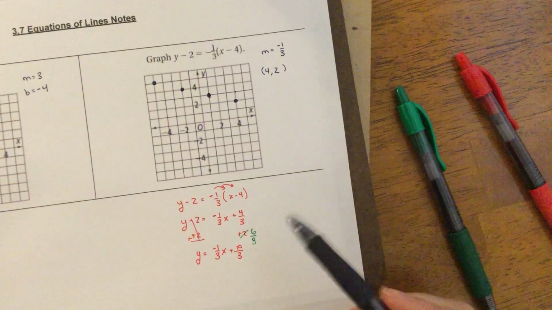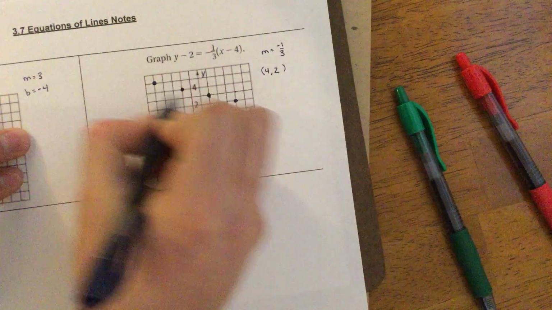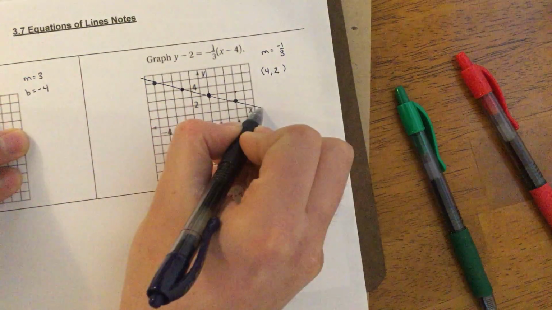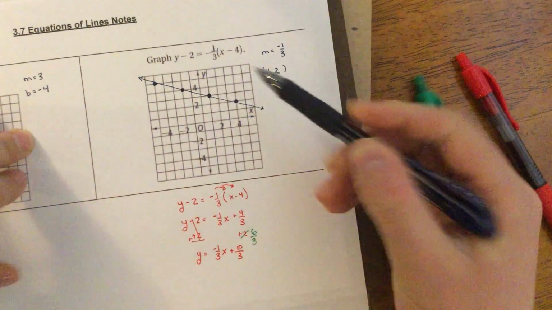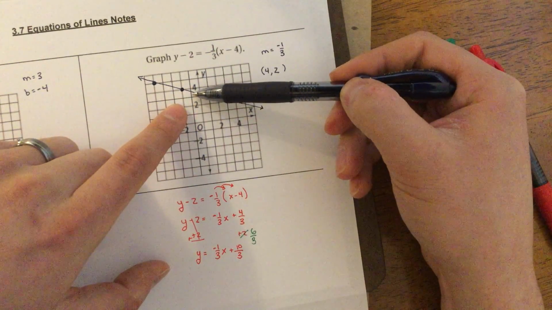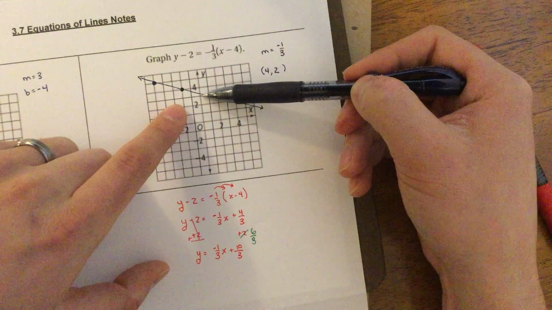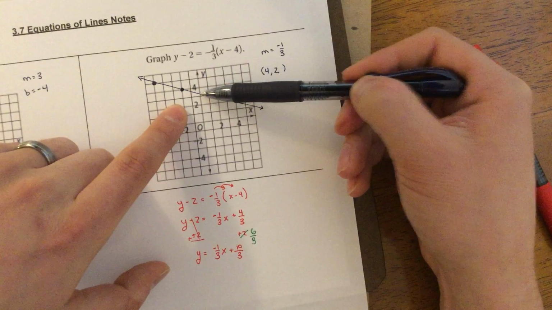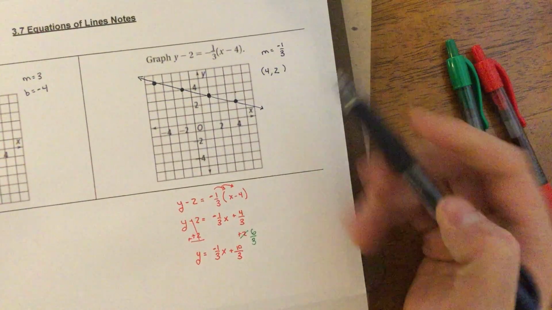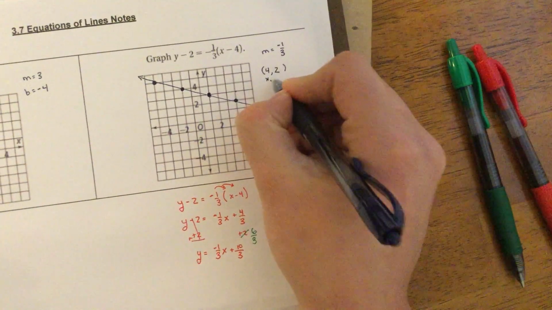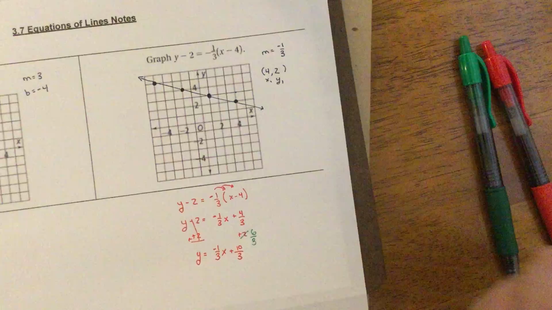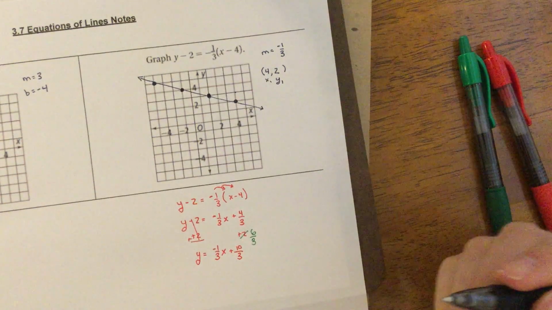Remember how I said the y-intercept was 3 and 1/3? This is going through 3 and 1/3. Not perfect, right? Let's see. 3 is here. Oh no, it's not too bad. 3 and 1/3. But we would not have been able to start with that. So my suggestion is always going to be graph starting at the point and use that slope negative 1/3. I hope this video helps.